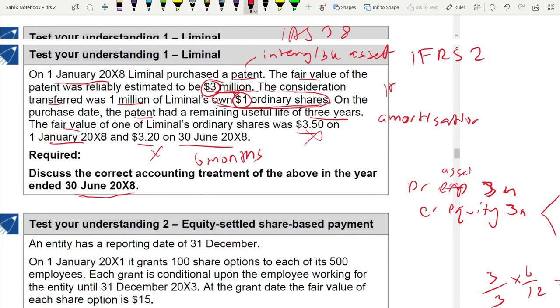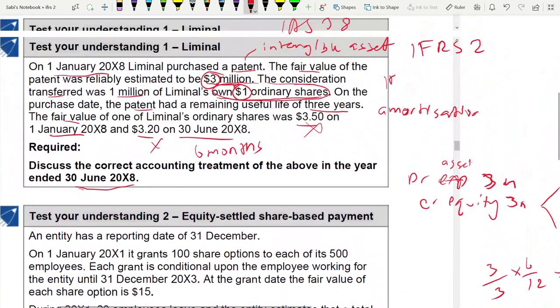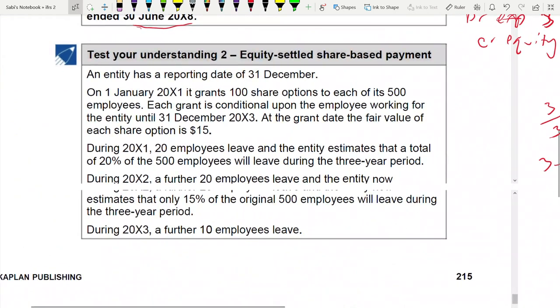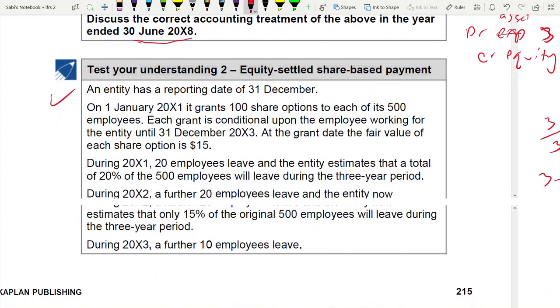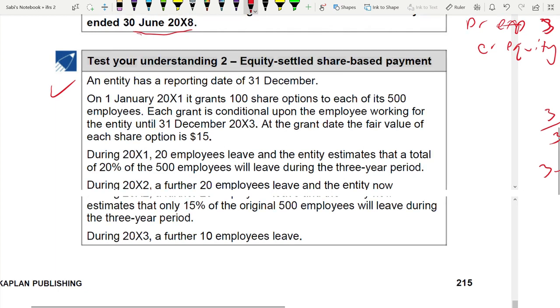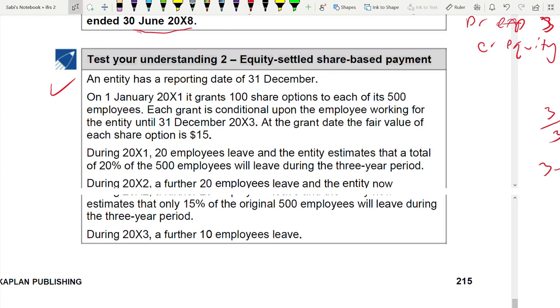Now, test your understanding 2. In your SBR exam, you will see this type of question. This is how you can predict the question. So practice. There are so many questions of this nature. Practice each one of them. There are 3 years, 2001, 2002 and 2003. And on 1st of Jan, share options are 100, and 500 employees are working.